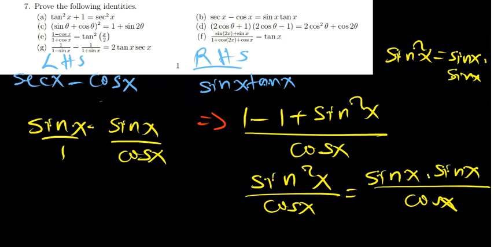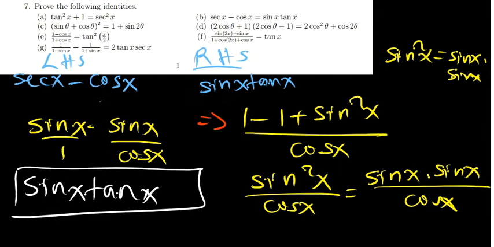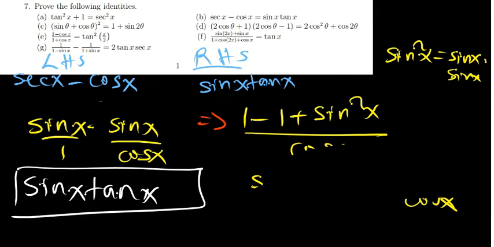So I can clearly see that I'll have sine x over cos x, which is tan x. Now this is what I have on the right hand side. So therefore I can clearly say that the left hand side is equal to the right hand side. Hence proved.